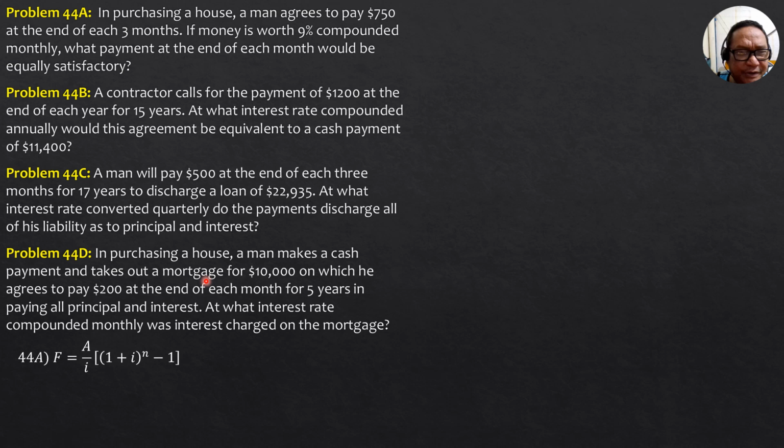Then substitute: 750 equals A over 0.0075, quantity 1.0075 to the 3 minus 1. So using your calculator, A is equal to $248.13.